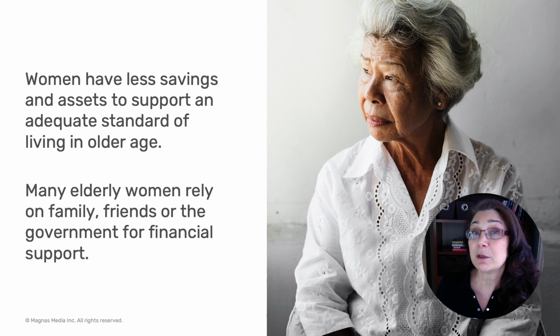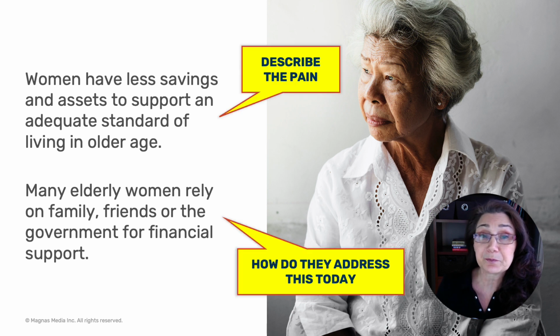So that's what a problem slide is all about. You can see here two sentences, and we painted a grim picture of what many elderly women are facing today. If you take a closer look, you can see that the top statement is describing the pain, and the bottom statement is, how do they address this today? So we were able to tell the entire story in two sentences.